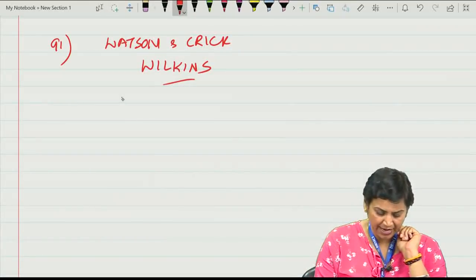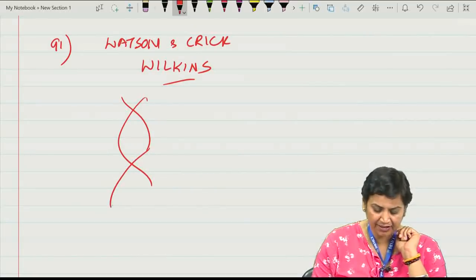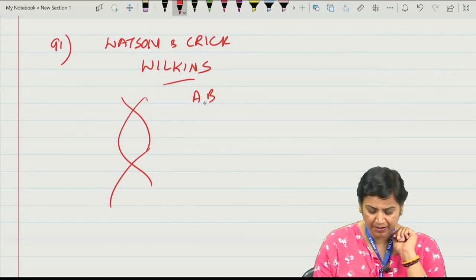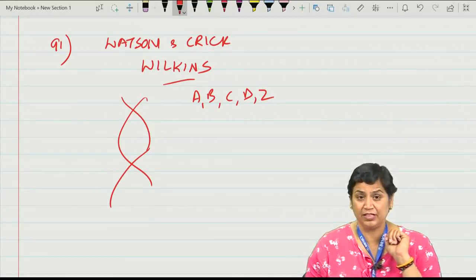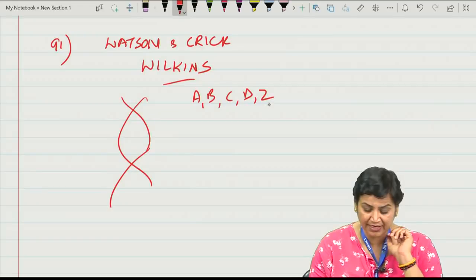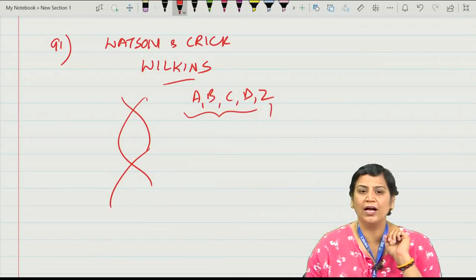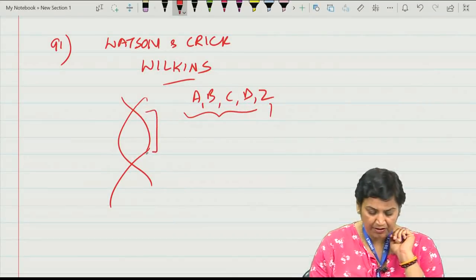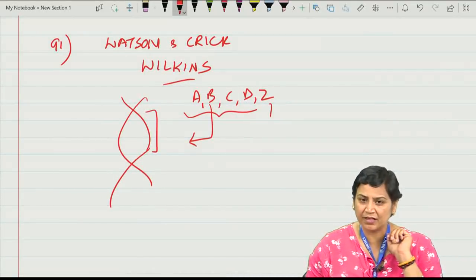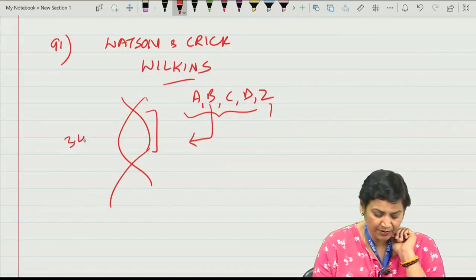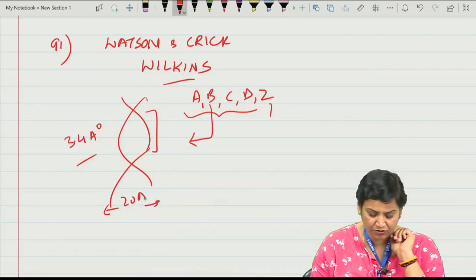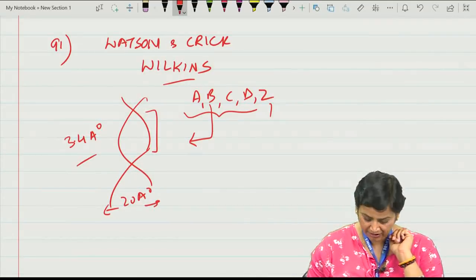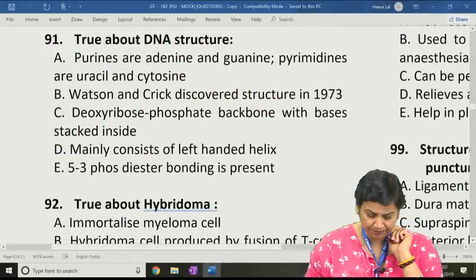Now DNA is right-handed and has 5 types: A, B, C, D, Z. The only difference is regarding the base pairs. If we see all the 5, Z is left-handed, apart from this all are right-handed. Depending upon the base pair, just say if we talk about B DNA, it has 10 base pairs per turn. Distance between successive base pairs is 3.4 angstroms. Diameter of the pitch is 20 angstroms. Right? Now the options are what?